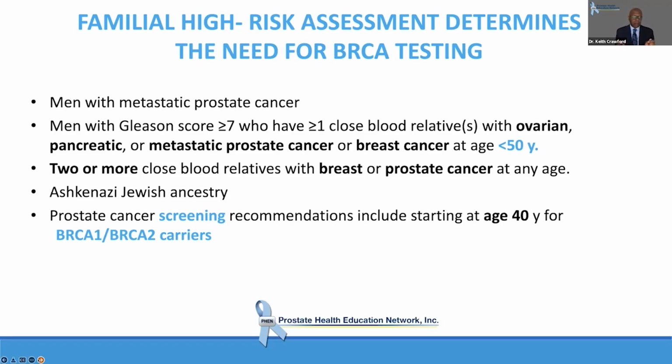Now, what I'm saying here is you don't necessarily have to have someone in your family who has prostate cancer. You may have an aunt or a sister who has ovarian cancer. You may have somebody who has pancreatic cancer or breast cancer. So it's very important. The other criteria: 2 or more close relatives with breast cancer or prostate cancer at any age, or Ashkenazi Jewish ancestry. And importantly, prostate cancer screening recommendations include starting at age 40 for BRCA1 or BRCA2 carriers.